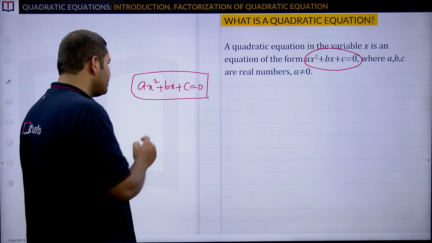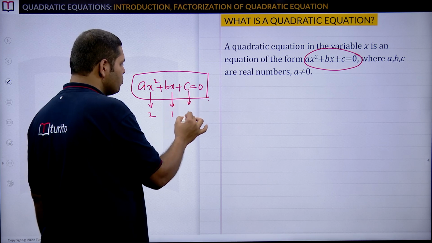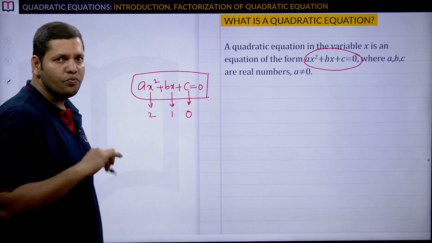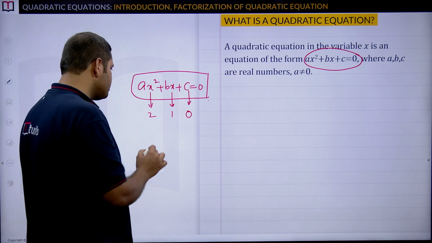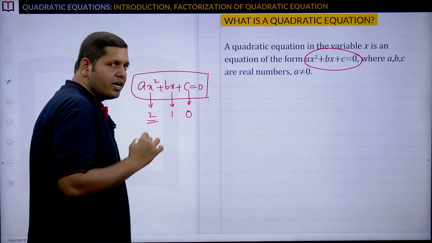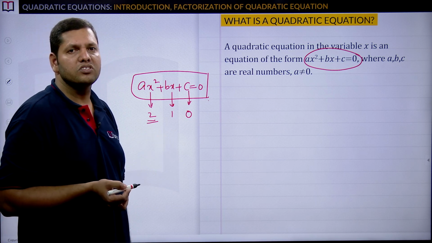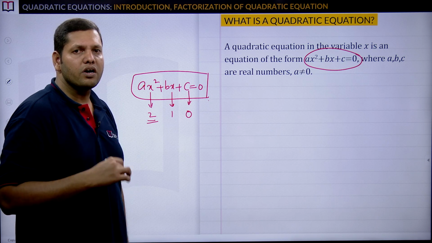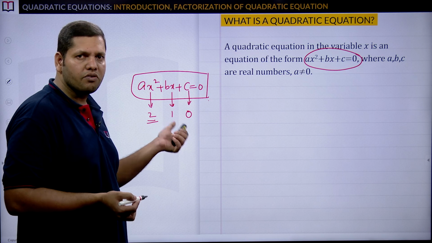Children, look here. What is the highest exponent value? Here it is 2, here it is 1, and here the exponent value is equal to 0. So 2, 1, 0. The highest exponent value is what, children? Here 2 is the highest exponent value. So I can say it is a quadratic equation. Is it clear, children, everyone? The quadratic equation is nothing but the form ax square plus bx plus c equal to 0.